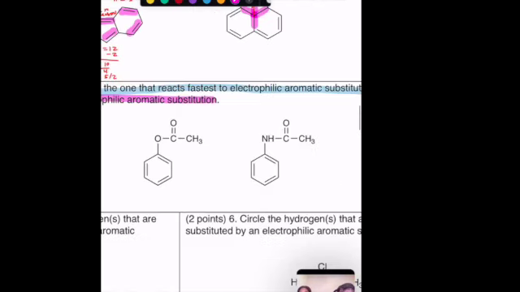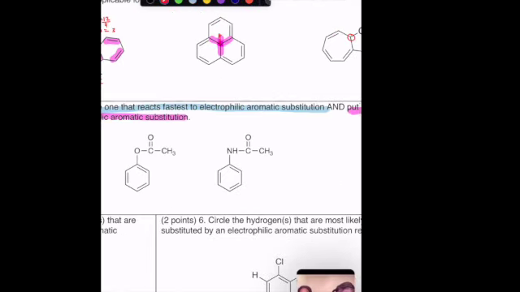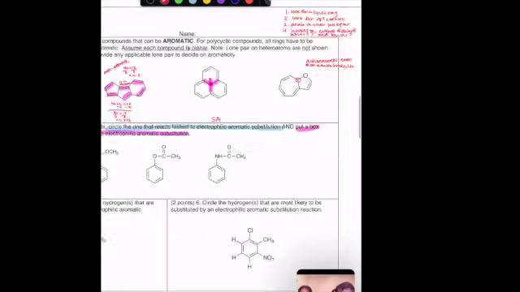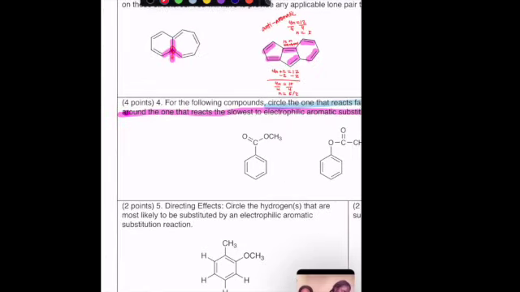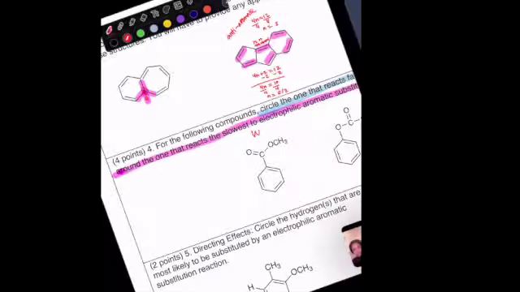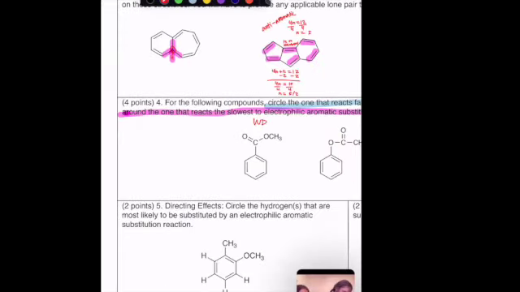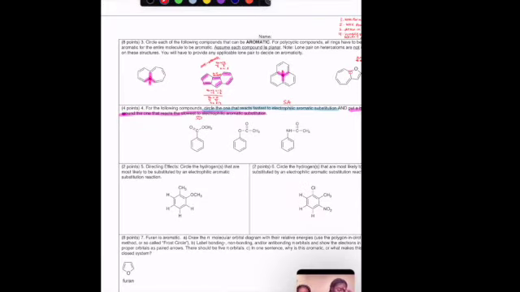So the one that reacts fastest is going to be your strong activators. And put a box around the one that reacts slowest. That's going to be your strong deactivator. Oh, my fault. Strong deactivator reacts slowest. Wait, yeah, it's right. Okay. And then for SNAr, obviously it's going to be the opposite.